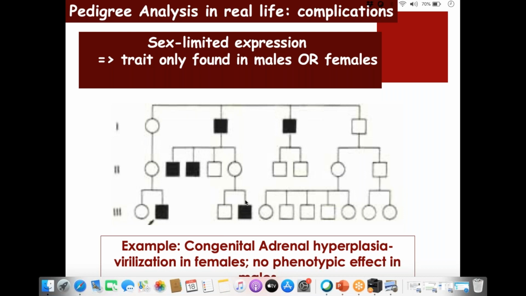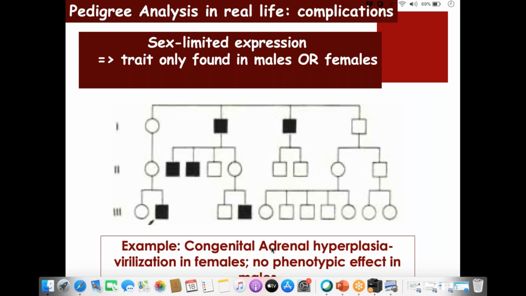But here, look at this. If I would have not looked at this individual, this coming from the mother, I would have said, oh, missed this individual. Yes, it definitely looks like Y-linked. But then this mother is transmitting to a male. So this cannot be Y-linked. So this is an autosomal dominant with sex-limited expression.